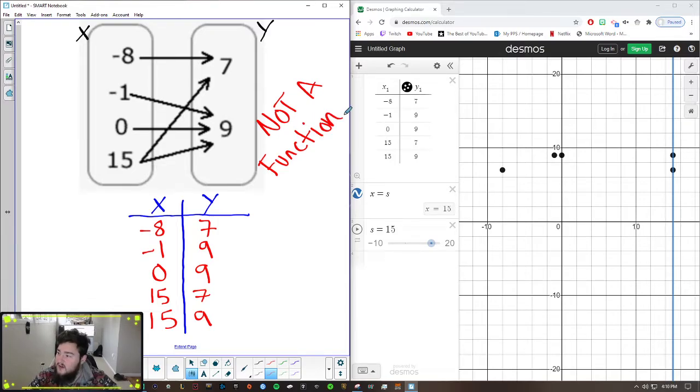It is not a function. And we know this is not a function because my blue vertical line is hitting 2 points at the same time. So this is not a function. All right. Remember, next, I'm going to go to the next slide, pause the video, and copy down the problem.